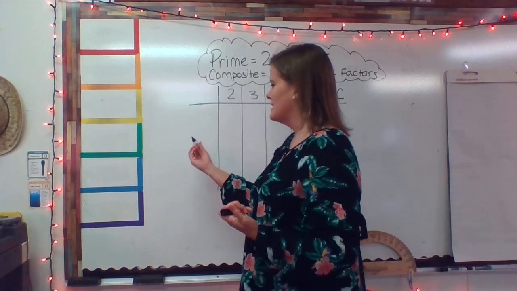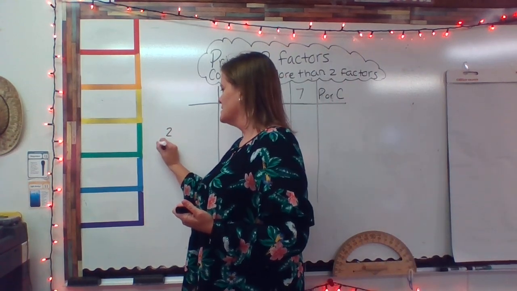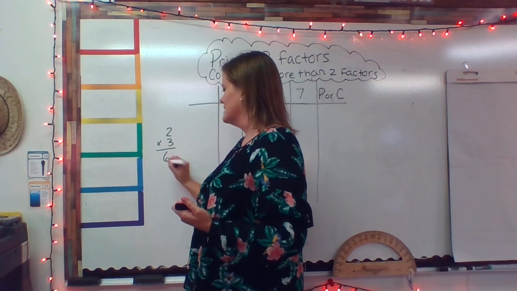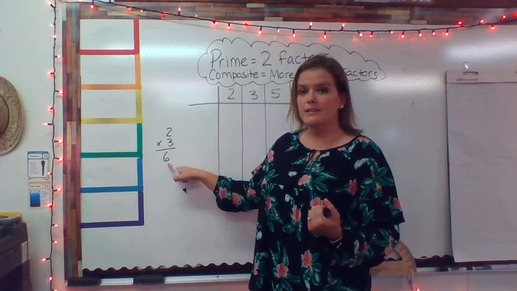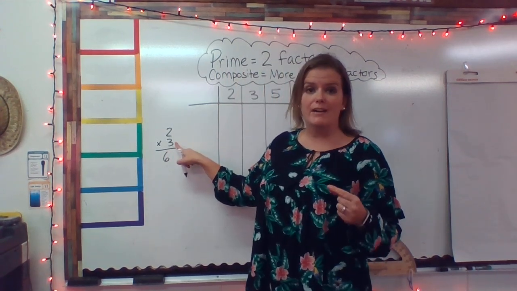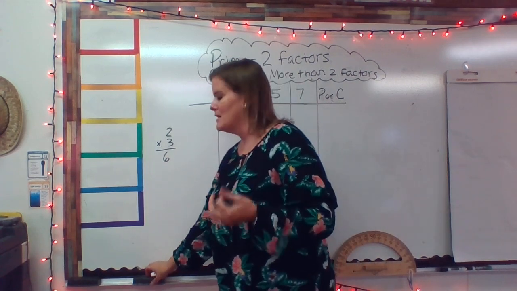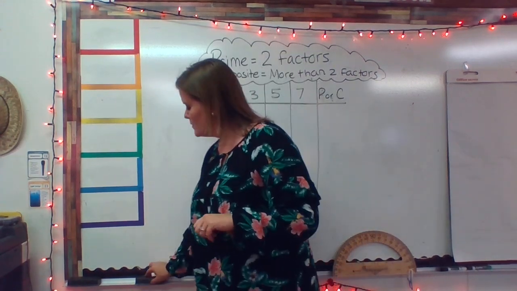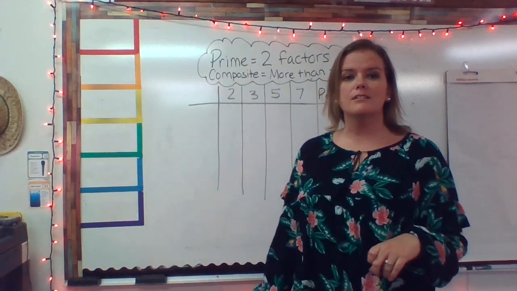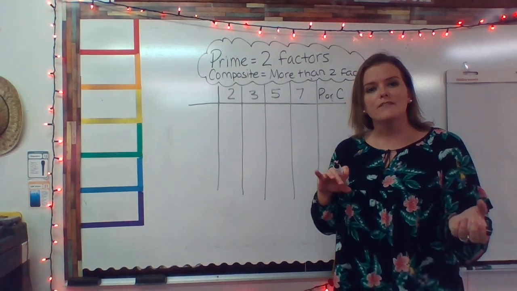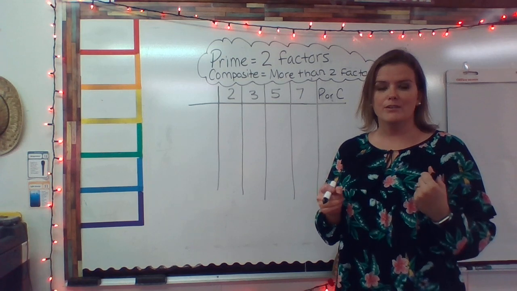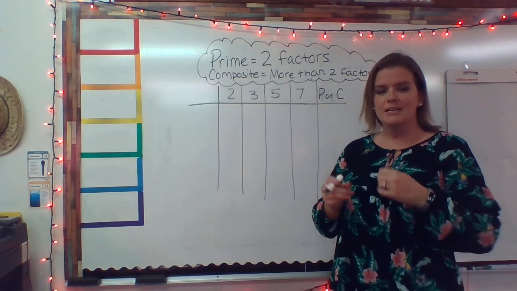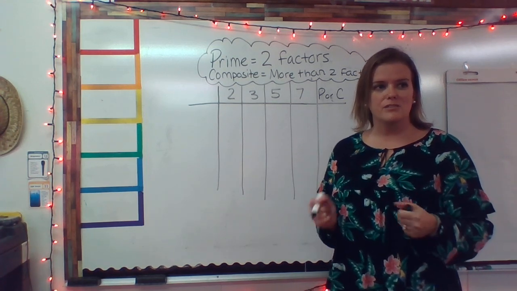So just a quick reminder, if I have a problem like 2 times 3 equals 6, 6 is my product and 2 and 3 are my factors. So they are the numbers that make up a product by using multiplication. So we are going to use a divisibility chart because remember, multiplication and division go hand in hand and they're partners. So we're going to kind of work backwards to see which numbers have exactly two factors.